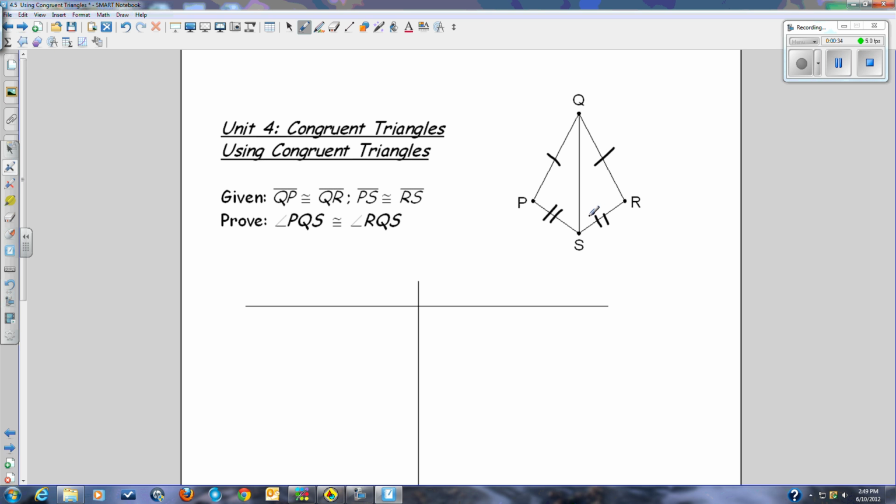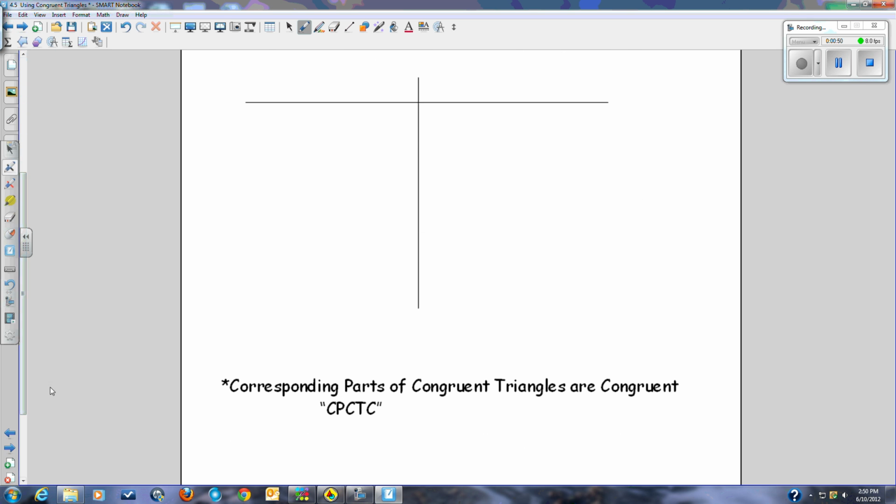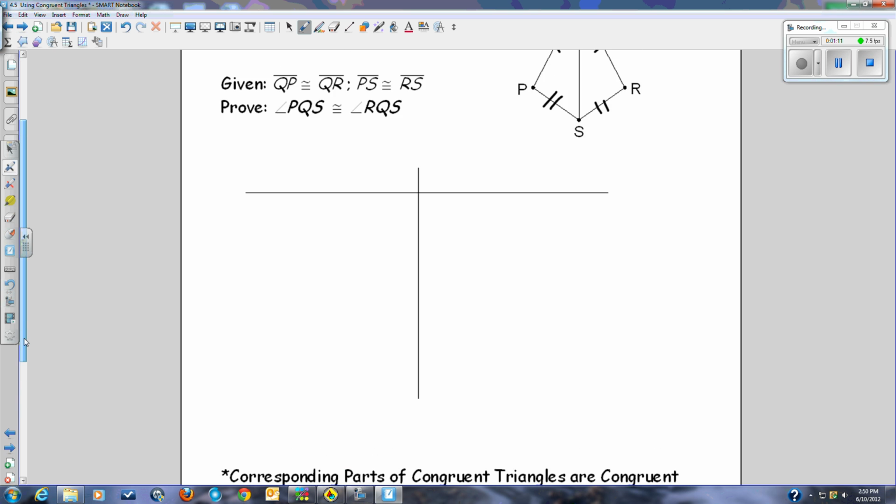Now, this is how we're going to approach this. If we can prove that the two triangles are congruent, then it makes sense that their corresponding parts are congruent. I'm going to pull this slide down, and you're probably seeing this on your paper. This is the concept that corresponding parts of congruent triangles are congruent, and we just call this CPCTC. So if we can prove two triangles are congruent, then it automatically follows that their corresponding parts have to be congruent. This is what we're talking about here. So let's see if we can do this.